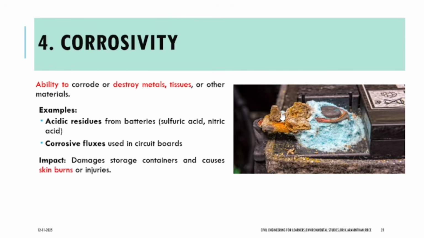Corrosivity. The fourth hazardous characteristic is called corrosivity. This kind of corrosion might happen due to the environment and due to atmospheric moisture. Due to corrosion, it damages materials or causes skin burns and injuries to us.